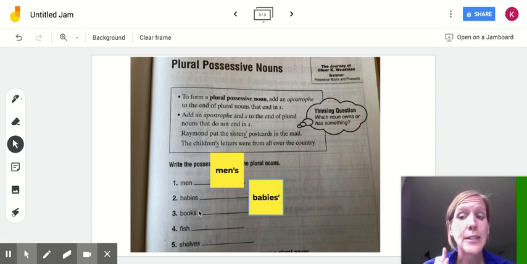Remember that your sentence has to start with a capital letter, needs to end with an end mark, needs to have a subject, and it needs to have a verb, right? All right. And you're going to have a possessive noun in your sentence.